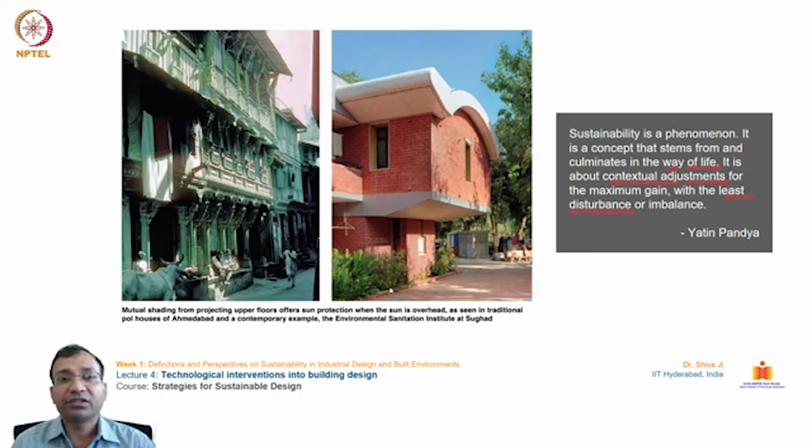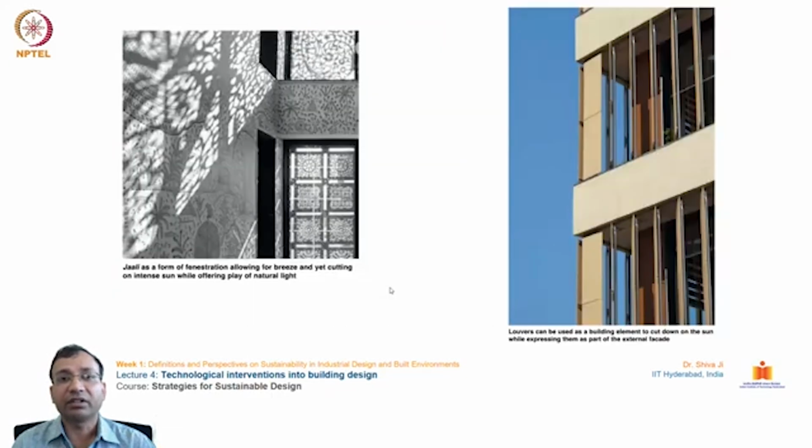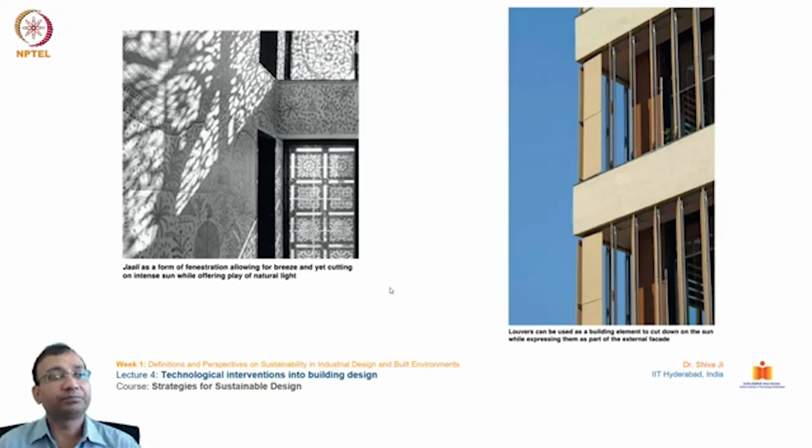So the design should fit into the given context, and it creates the least disturbance or the least imbalance to the overall ecological footprint. These are the thoughts given by a very famous architect, Yatin Pandya, and many of his designs follow such practices and very earthen designs. So a few examples we will see here.